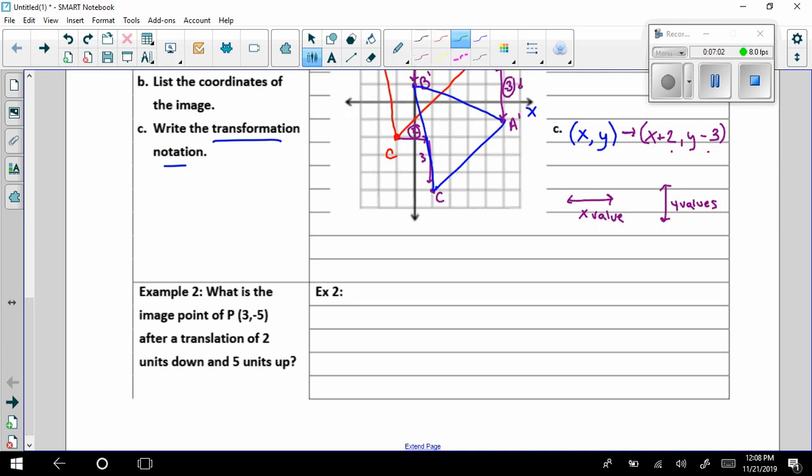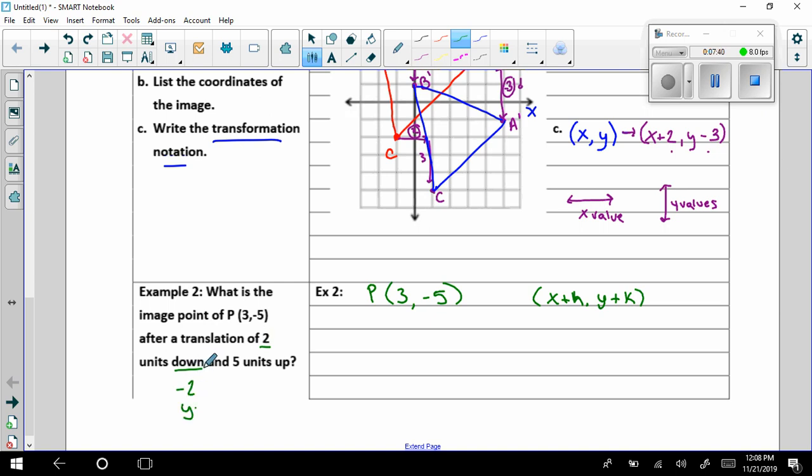You can get to your prime by performing those operations. So if I have a point at (3, -5), then I'm going to take my x value, and you don't have to necessarily write this, but I'm going to add what I'm moving left, right, and I'm going to take my y value and add what I'm moving up, down. Okay, so a translation of 2 down, well, that's a -2 for my y.